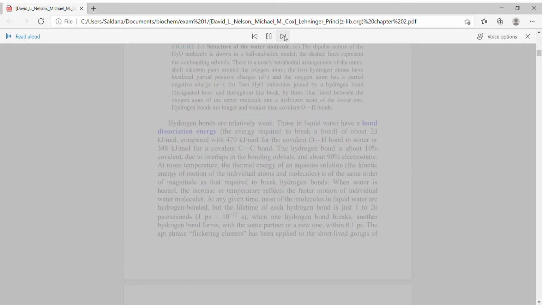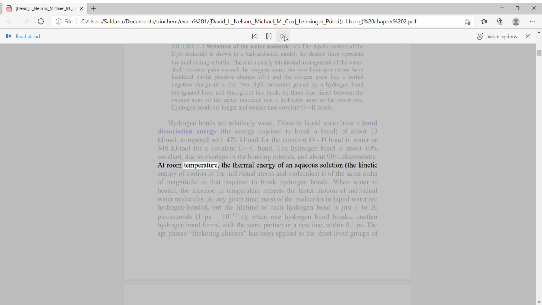Hydrogen bonds are relatively weak. Those in liquid water have a bond dissociation energy, the energy required to break a bond, of about 23 kJ/mol, compared with 470 kJ/mol for the covalent O-H bond in water, or 348 kJ/mol for a covalent C-C bond. The hydrogen bond is about 10% covalent, due to overlaps in the bonding orbitals, and about 90% electrostatic.